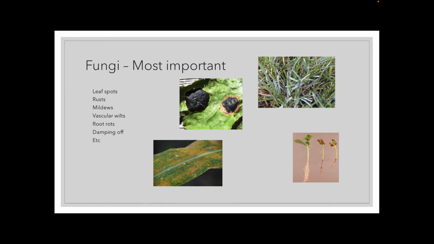Fungi are the most important. There's hundreds and hundreds of them. Some of them are fatal. A vascular wilt, for example, is a fungus that gets into the vascular system of the plant and plugs it up. And if the plant can't move water and nutrients, that's a problem.